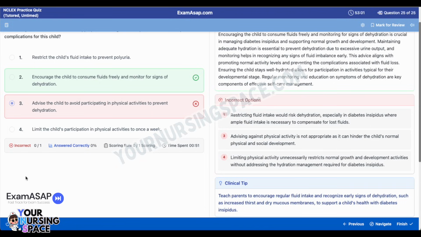Clinical tip: teach parents to encourage regular fluid intake and recognize early signs of dehydration, such as increased thirst and dry mucous membranes, to support a child's health with diabetes insipidus.